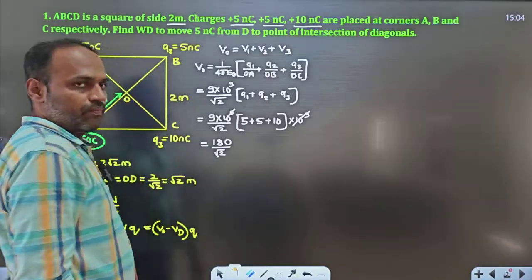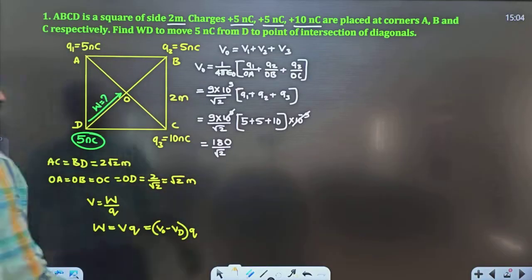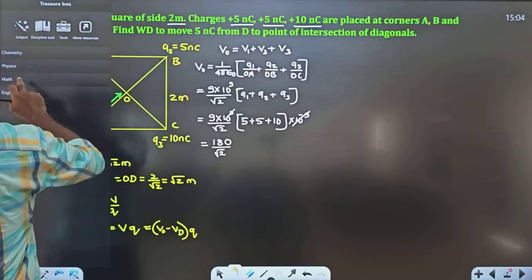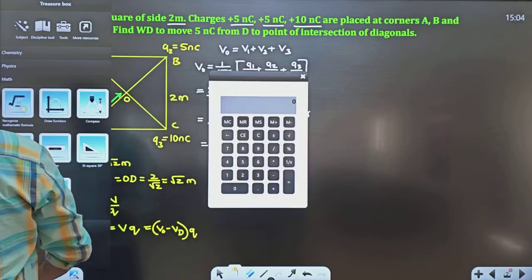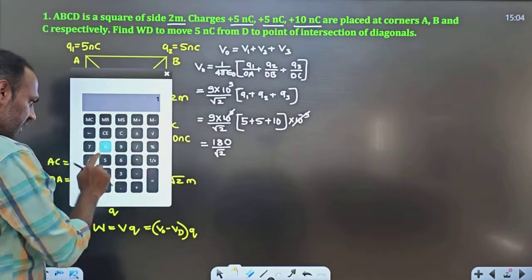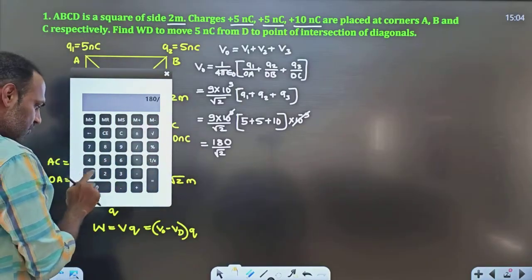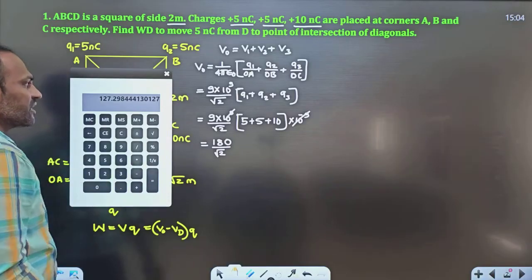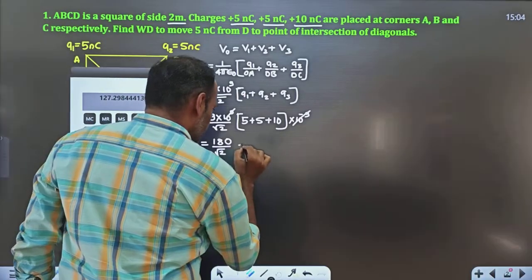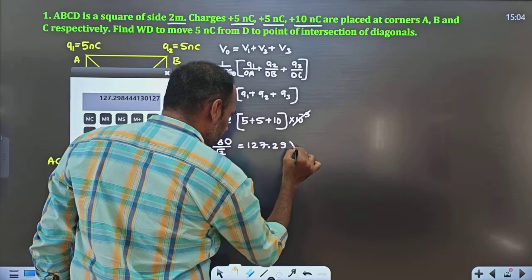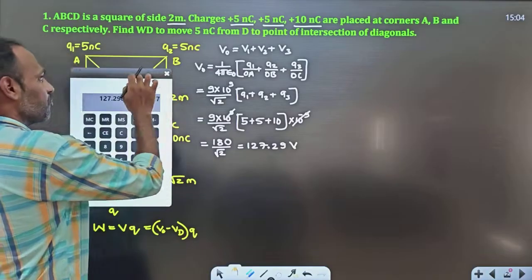180 divided by root 2. Root 2 is 1.414. So let us calculate its value. Correct? So what will I get? This is 180 divided by root 2, root 2 is 1.414. So this will be 127.29 volt. This much I will get as the potential at point O.